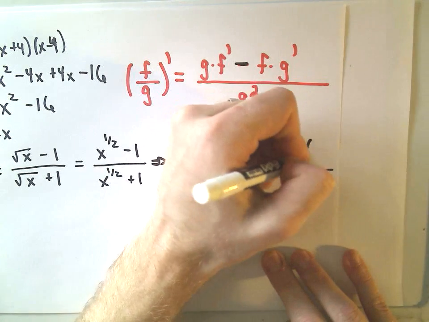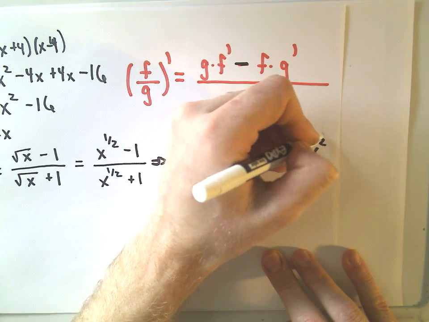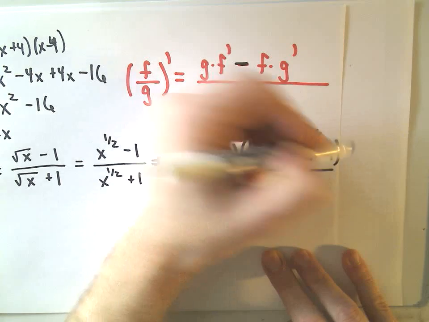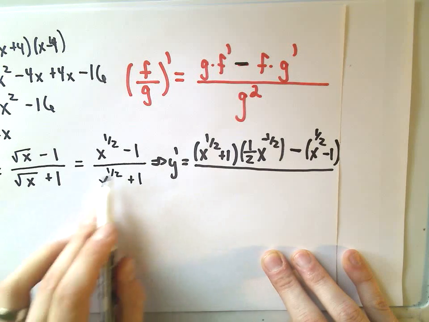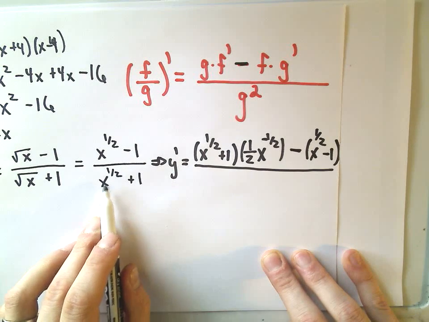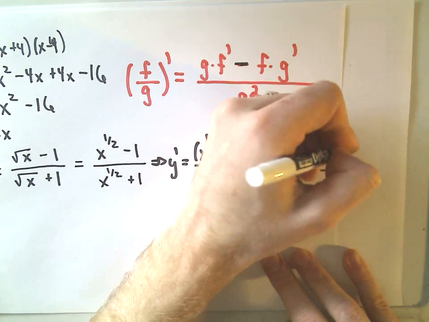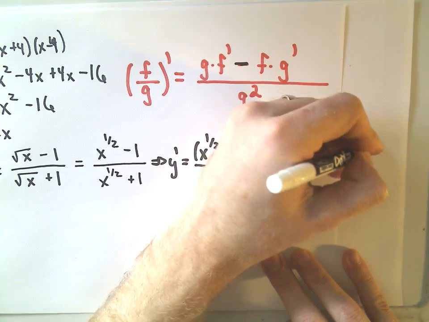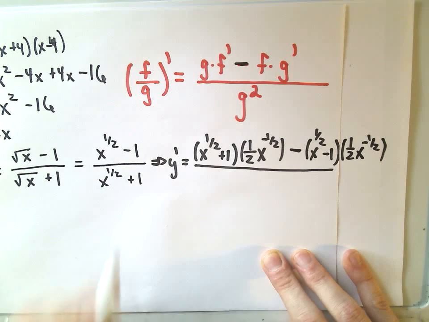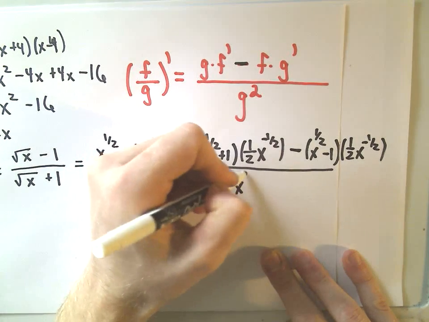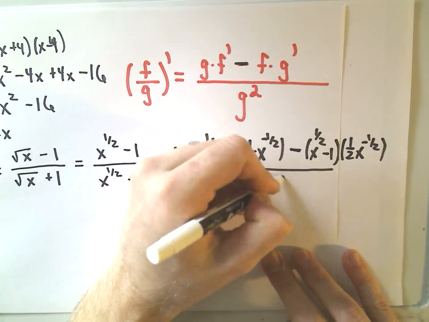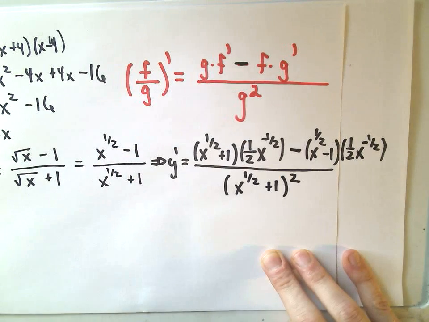Then it says whatever's on top, write it. So x to the 1/2 minus 1, and then we take the derivative of the bottom. Again, x to the 1/2 plus 1 will give us 1/2 x to the negative 1/2. Again, the derivative of the constant is simply going to be 0. And then we take the denominator, x to the 1/2 plus 1, and we square it.